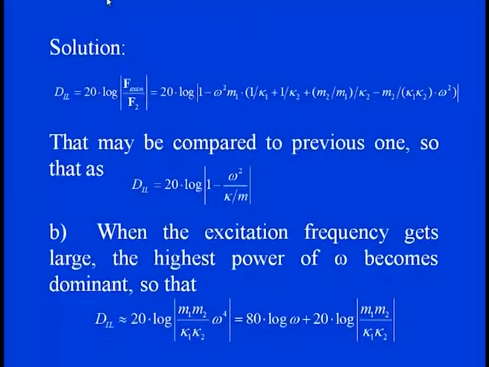So, when you are computing the insertion loss, it is almost nearly equal to 20 log m1 m2 by k1 k2 omega to the power 4, or else it is nothing but equals 80 log exciting frequency plus 20 log m1 m2 by k1 k2. So, from this we can immediately compute the insertion loss when we are working at the higher harmonics.